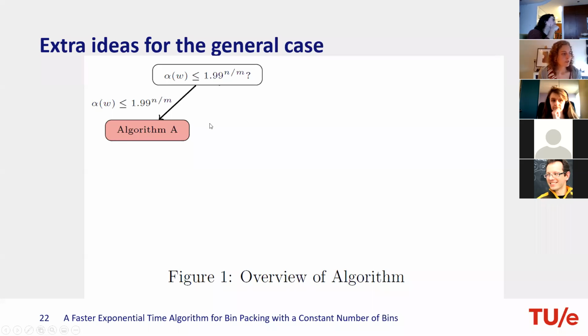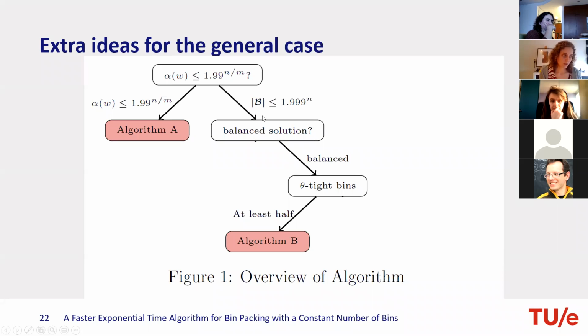So the algorithm goes as follows at this moment. We had either alpha is going to be small, and then we could apply algorithm A, or we had these two assumptions. So if alpha is greater, then we could conclude that B is smaller. And if we then assume that we have a balanced solution and there are a lot of 5 bins, then we can use algorithm B as before. So that's still everything that we showed.